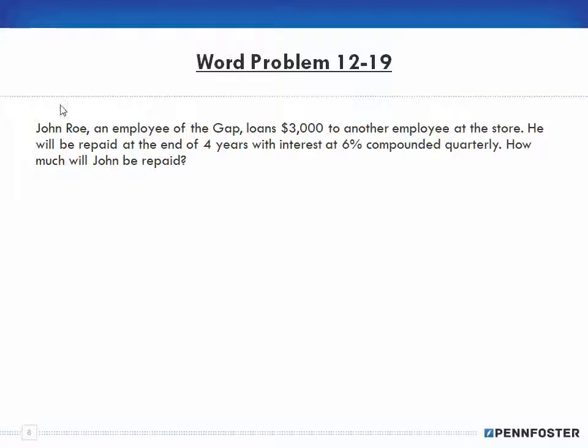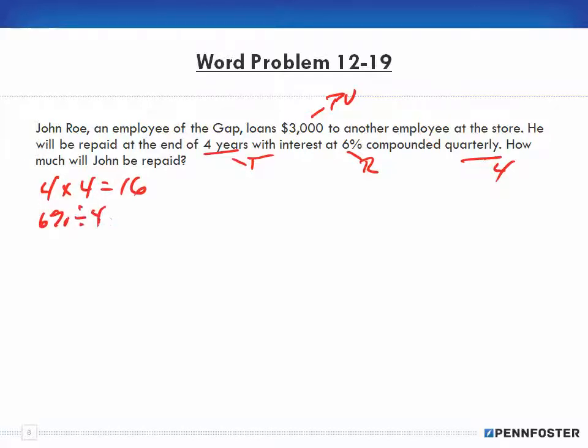12-19. John Rowe, an employee of the Gap, loans $3,000 to another employee at the store. So that's the present value, the principal. He will be repaid at the end of 4 years. That's the time. His interest rate is 6%, so that's the rate, compounded quarterly, which is 4 times. How much will John be repaid? Same as the previous problem. 4 years at 4 times a year is 16 periods. 6% divided by 4 periods is 1.5%.